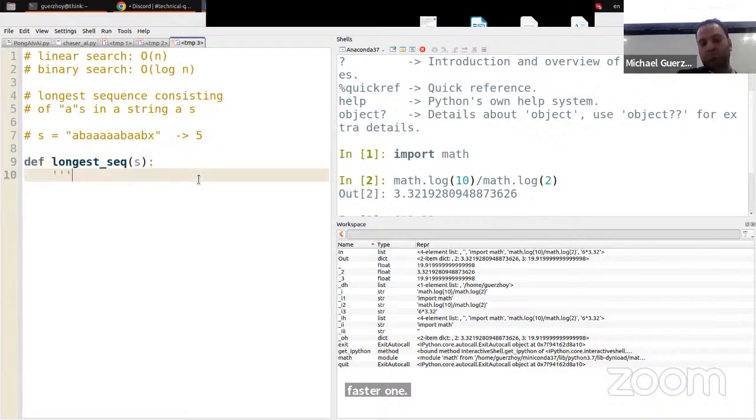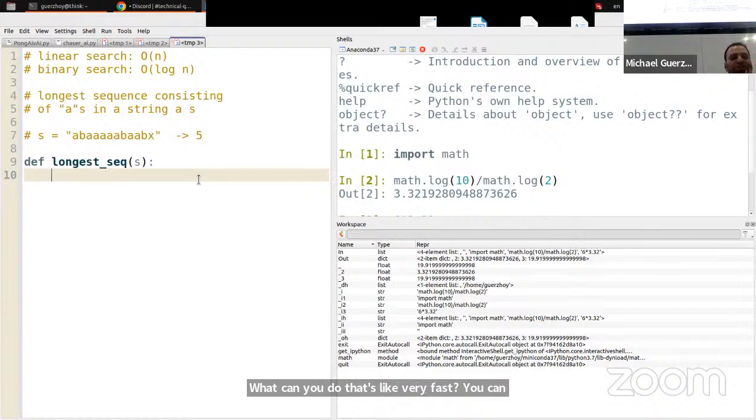So what can you do that's very fast? You can say, okay, I'm just not going to try very hard. I'm just going to do the same thing that I kind of nudged you towards in the project. Let's check if there are length of S A's in there. If there are, we're done. Let's check if there are length of S minus 1, and so on.